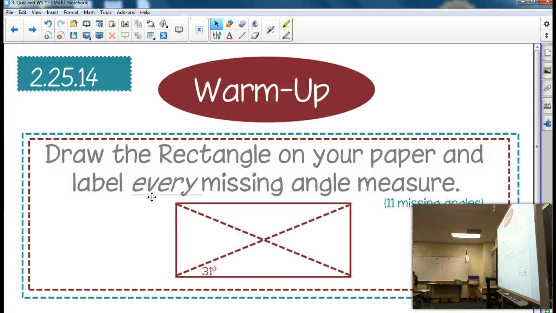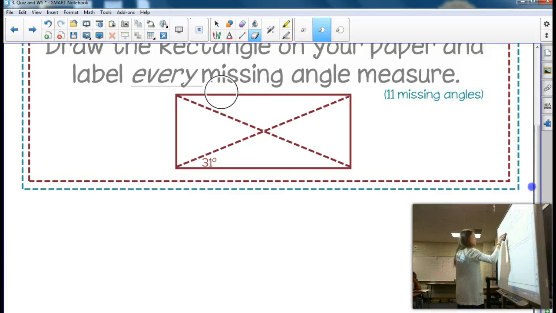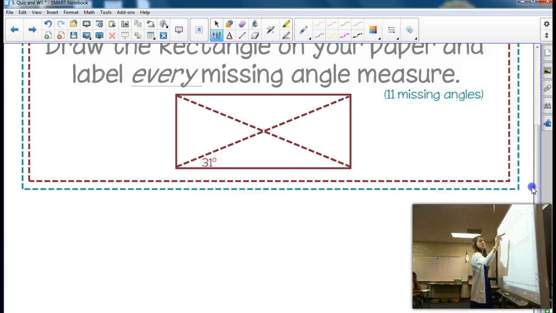So, what do y'all want to do first? What can we do with that 31? What did you say, Julius? Perfect. Let's all do alternate interior. Circled in the wrong spot because it was frozen. So, 31, 31. One down, 10 to go. What can we do now? Brett?